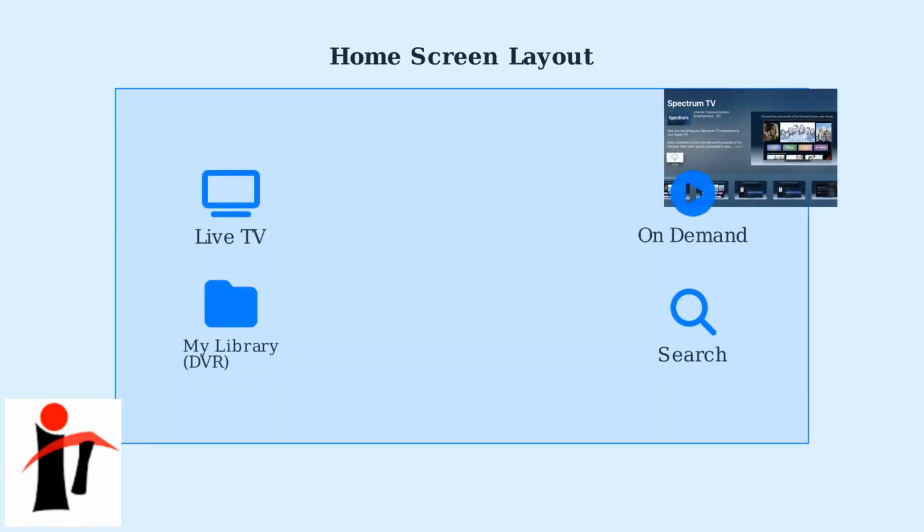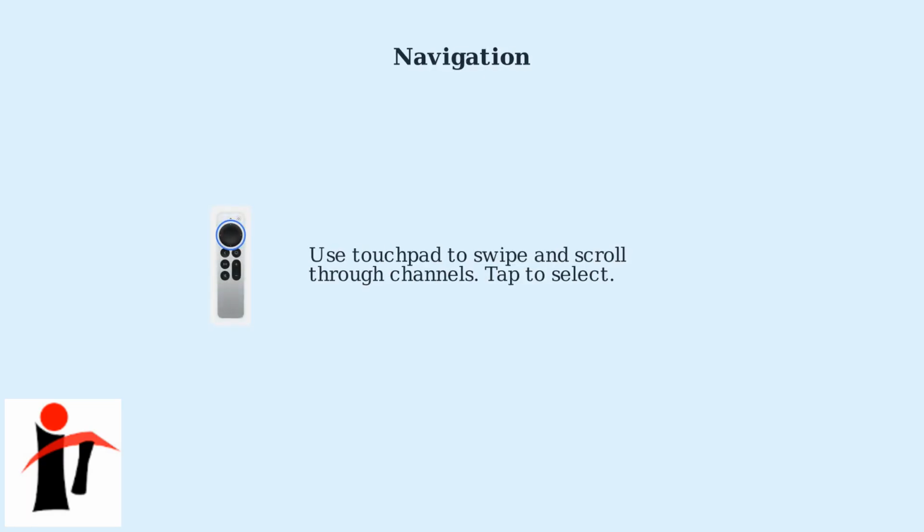The home screen presents a clean grid layout with key categories including live TV, on-demand, My Library for DVR recordings, and search. Navigate using the Apple TV Remote's touchpad. Swipe to scroll through channels and tap to select content. Siri voice commands are also available for hands-free navigation.